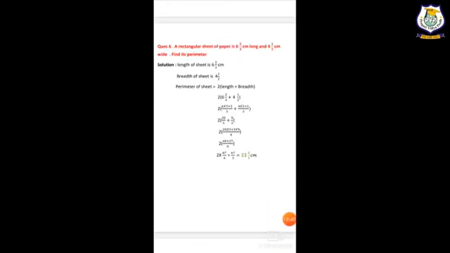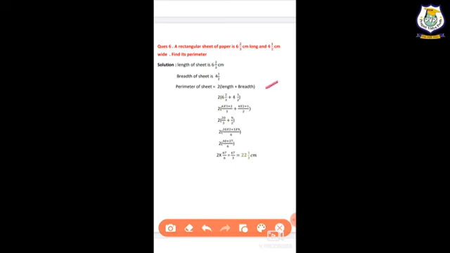Now our next question is a word problem. I have taken a rectangular sheet of paper which is 6 2 by 3 cm long and 4 1 by 2 cm wide. Find its perimeter. I think you are all aware of the formula for the perimeter of a rectangle that you learned in your previous classes, 5th, 6th classes. So the formula is: perimeter of rectangle is 2 times (length plus breadth).